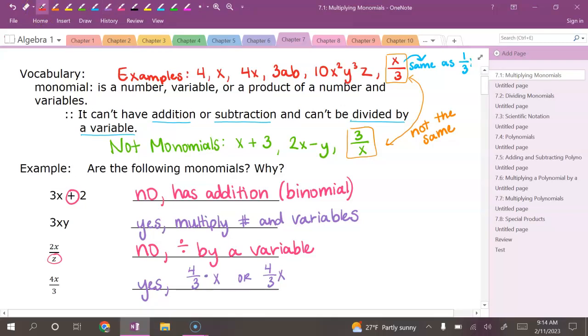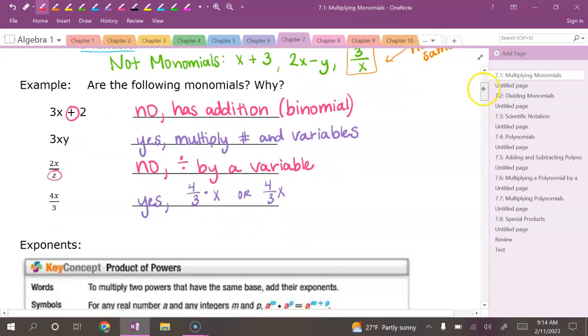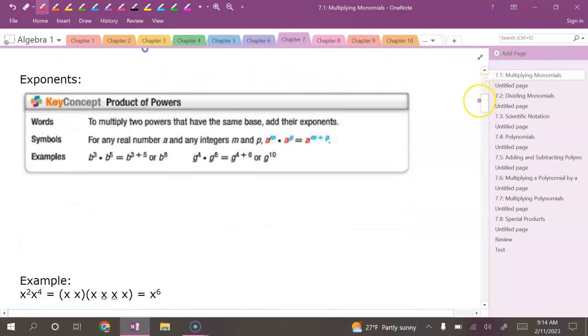All right, now that we kind of know what makes something a monomial, what makes something not a monomial, we're going to start getting into the different operations that we can do with monomials. And in this section, we're focusing on multiplying. We have a couple of properties that we need to go over. This first property is called the product of powers. This means that if you're multiplying terms, like monomials together, there is an easy way for us to be able to figure out what the answer would be.